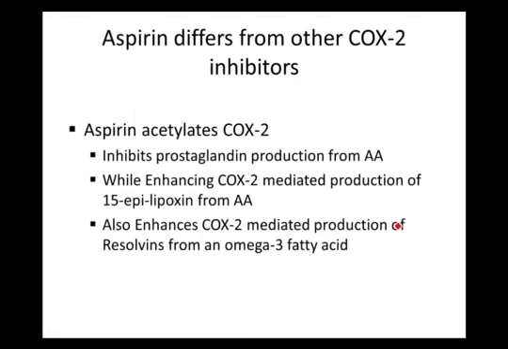So aspirin is different from the other COX-2 inhibitors. All right? So we said it acetylates COX-2. It inhibits prostaglandin production from arachidonic acid. Okay? And this is the nuance of this drug that was recently discovered. While we enhance COX-2-mediated production of the 15-epi-lipoxin from AA, what does that mean? So remember I said that aspirin has these anti-inflammatory components as well? We haven't really touched on that mechanism. Okay? This is kind of describing that mechanism.